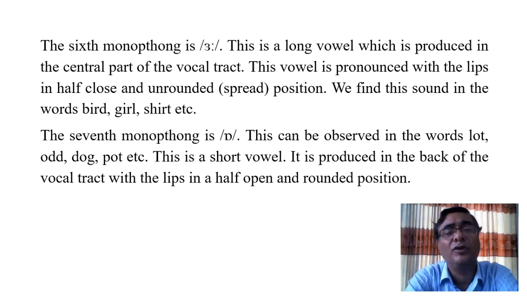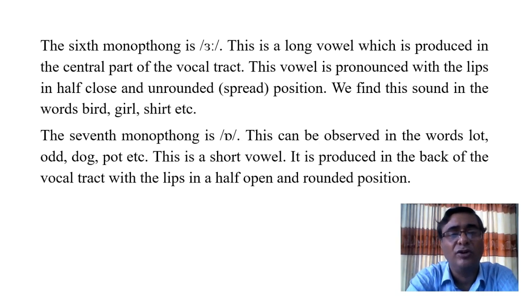The next monophthong is the short o sound. Very simple. This can be observed in the words lot, odd, dog, pot, etc. This is a short vowel. You can easily guess it's a short vowel. It is produced in the back part of the vocal tract. You must have noticed one thing: sounds, either short or long, like these, are basically coming from the back part of the vocal tract. So the examples are lot, odd, dog, pot, etc.